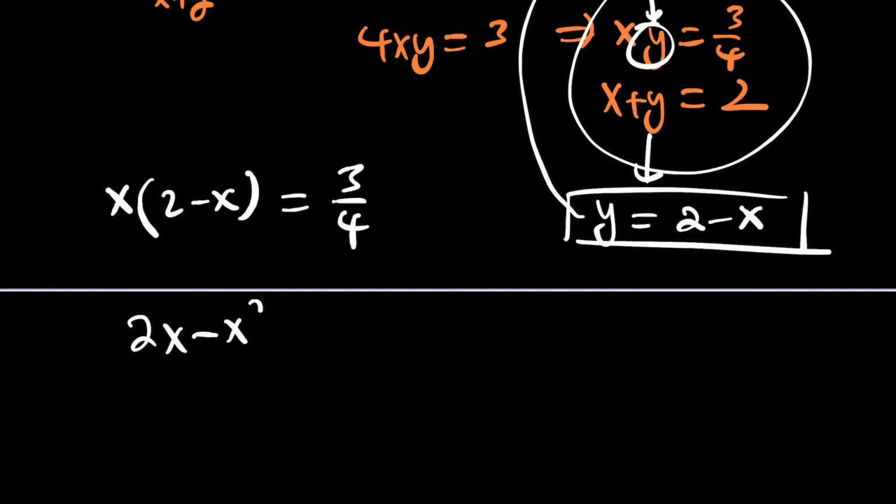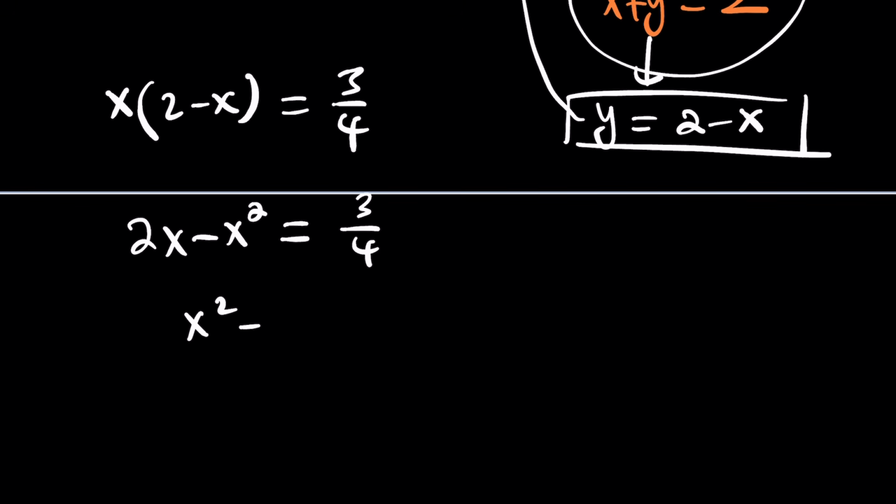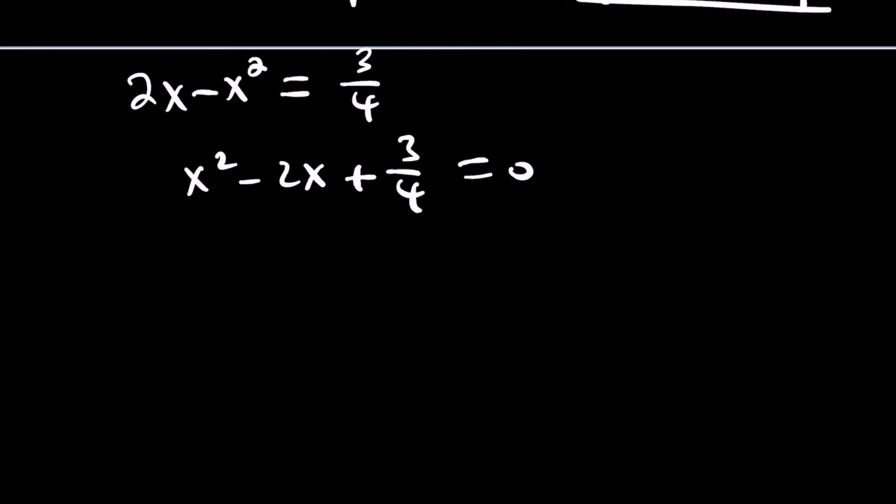No big deal. 2x minus x squared is equal to 3/4. Put everything on the same side. X squared minus 2x plus 3/4 is equal to 0. You can either use the quadratic formula, or you can complete the square. Again, there are so many ways you can branch out. I'll probably just complete the square because that's kind of easy.